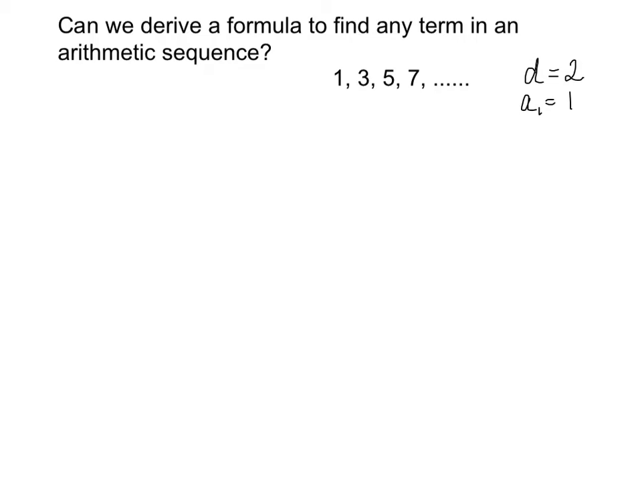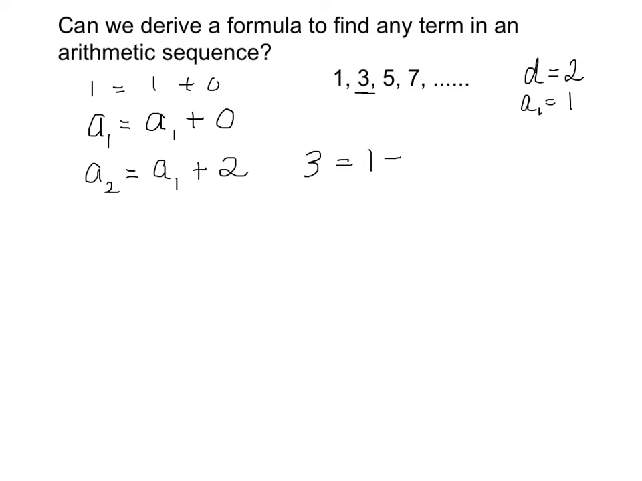Let's start off with a sub 1. Let's say a sub 1 is equal to a sub 1 plus 0. So that would be the first term: 1 equals 1 plus 0, right? A sub 2, the second term, which is 3, is the first term, which is 1, plus the common difference, which is 2. In other words, the second term, 3, is equal to the first term plus the common difference, and we can see that that's true.